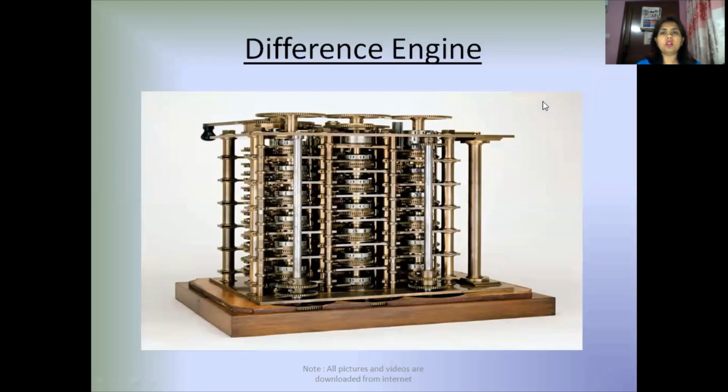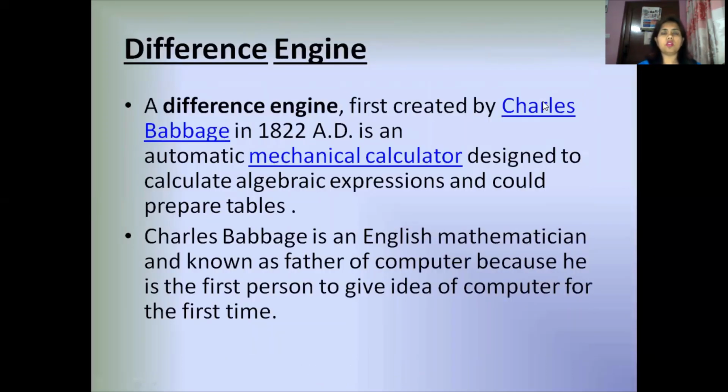The first one is the difference engine. Here is the picture of the difference engine. The difference engine was first created by Charles Babbage in 1822 AD. It is known as the automatic mechanical calculator.